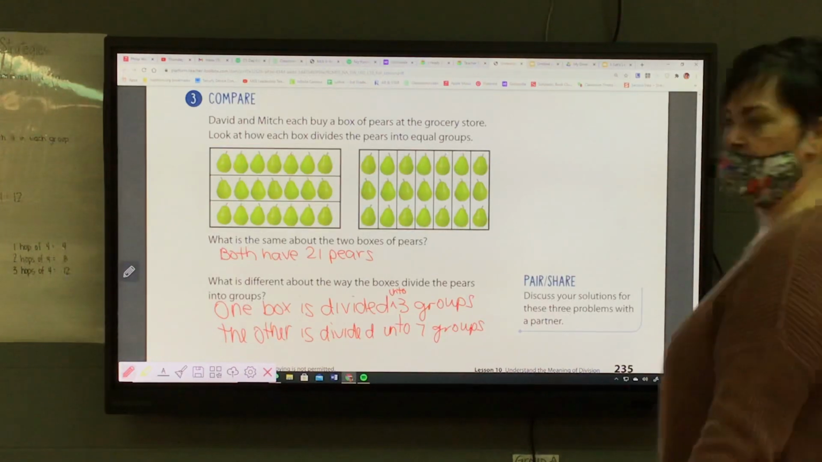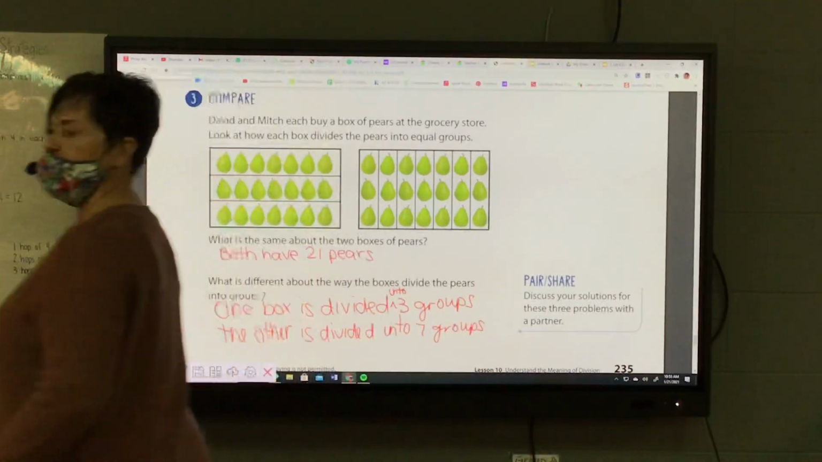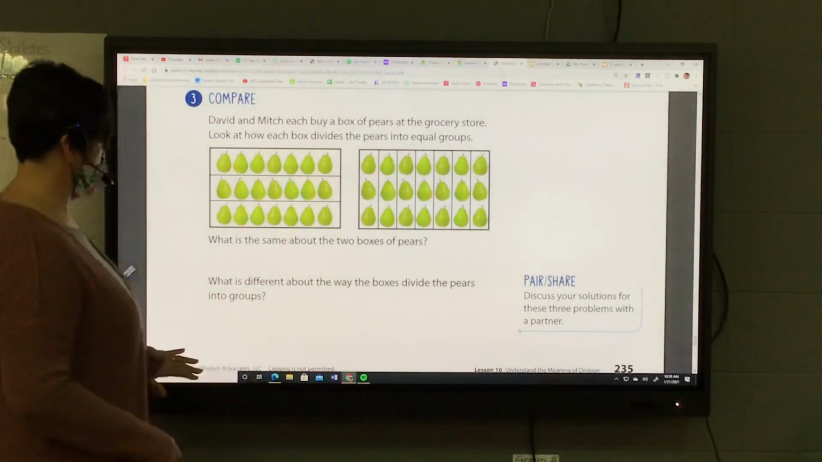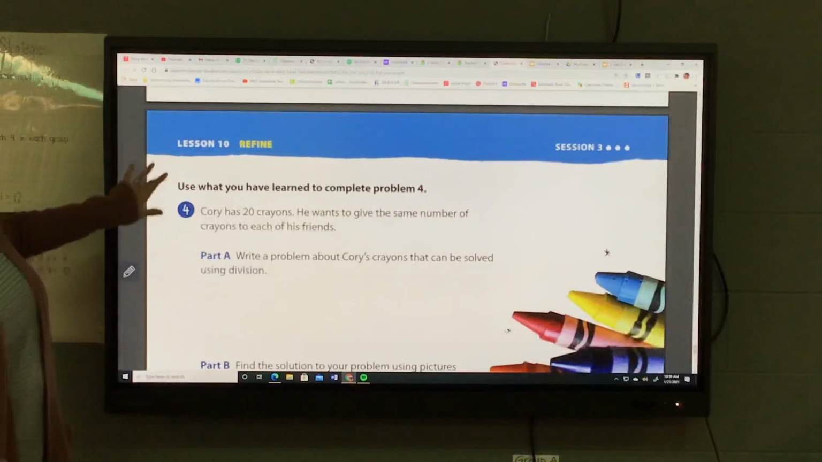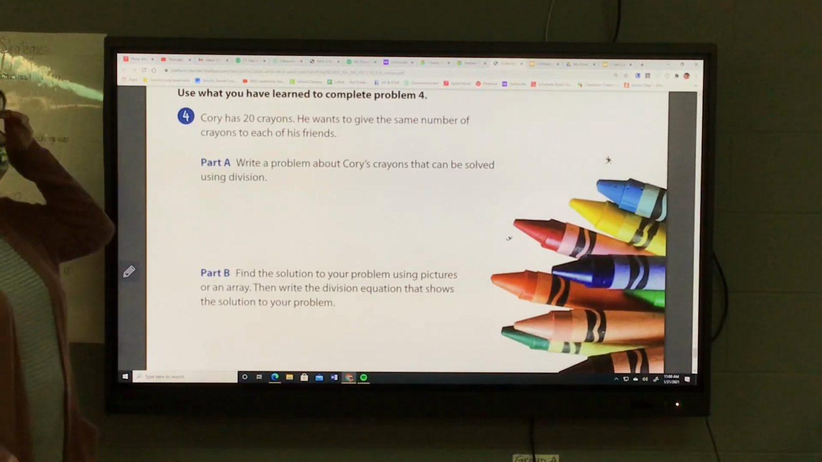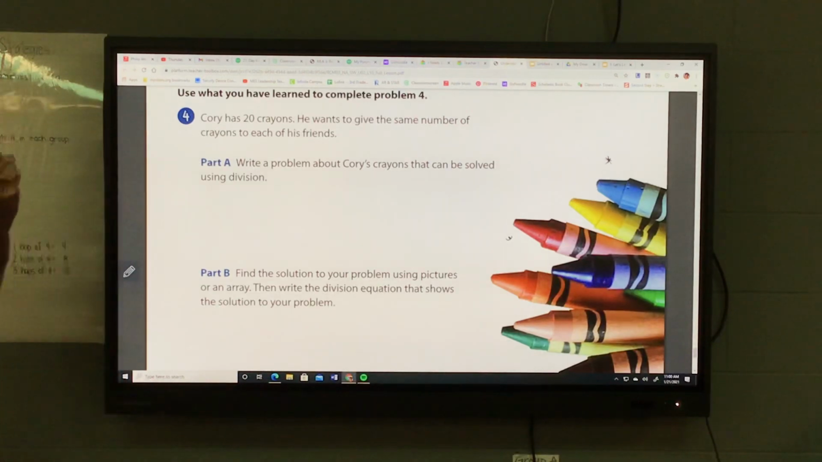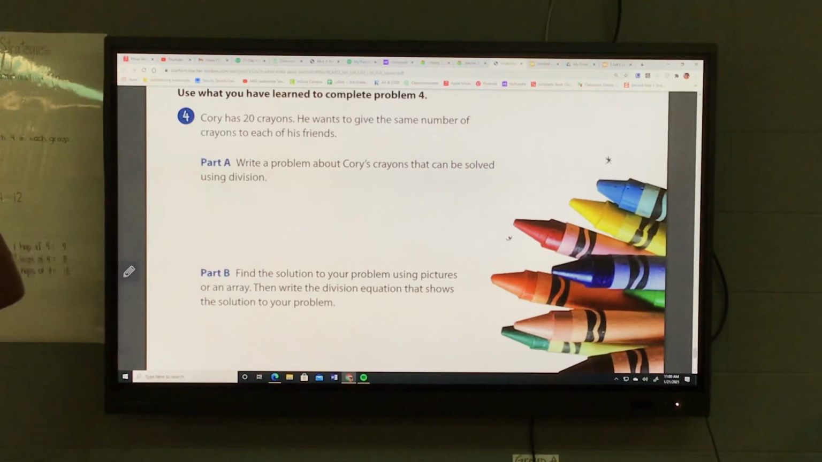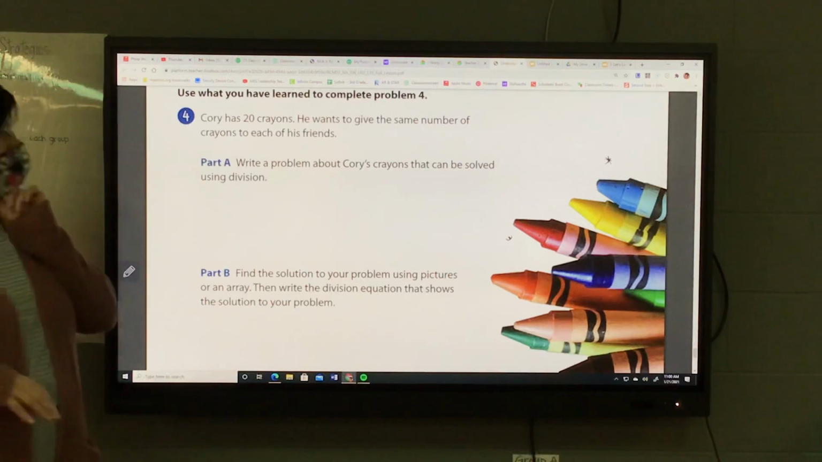All right, everybody about finished? Perfect. Moving on to that next page. We just were talking about crayons. We were. Who would have thought they'd be on this page? It says Corey has 20 crayons. He wants to give the same number of crayons to each of his friends.